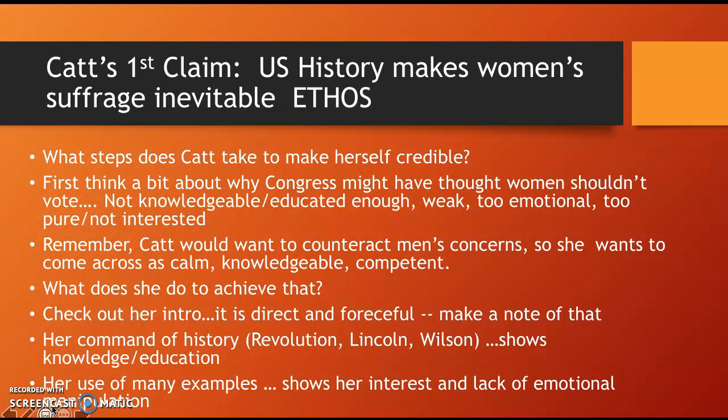What does she do to achieve that? Well, check out her intro. It's direct and forceful. Make a note of that. Circle where she says, women's suffrage is inevitable. 3 distinct causes make it so. Her command of history also adds to her thesis and to her credibility. She knows all about the Revolution, about President Lincoln, about President Wilson. She shows her knowledge and her education in that way. Her use of many examples shows her interest and lack of emotional manipulation. She's trying to prove this logically. Take a minute and put a star by those things and put ethos.